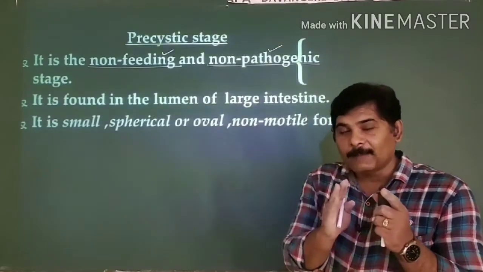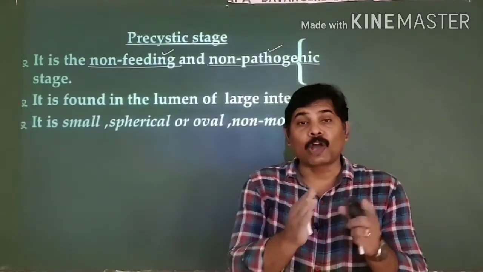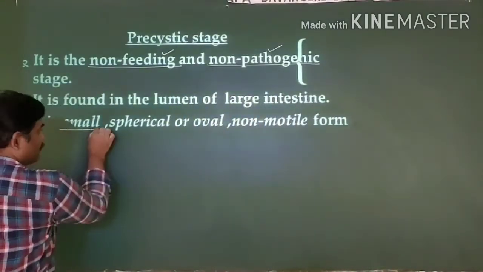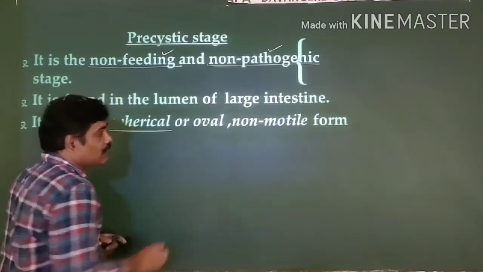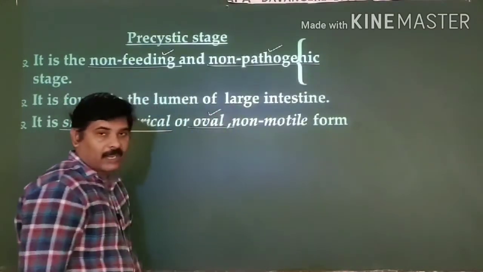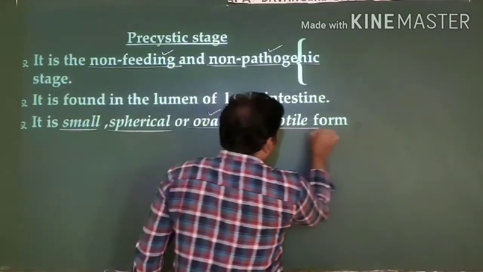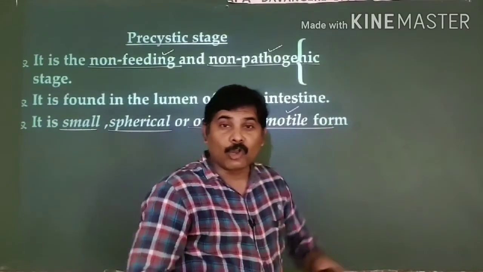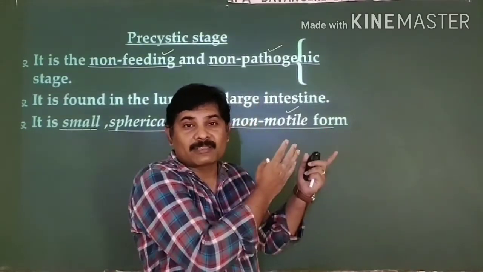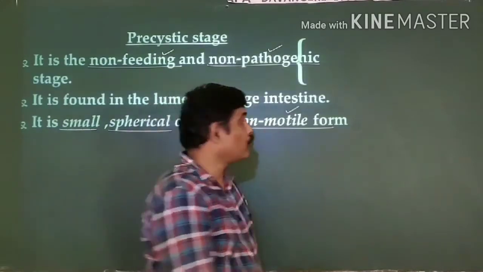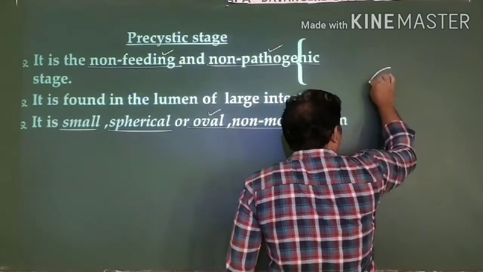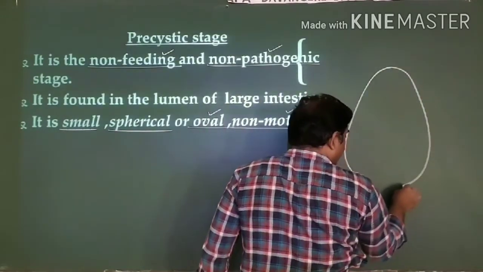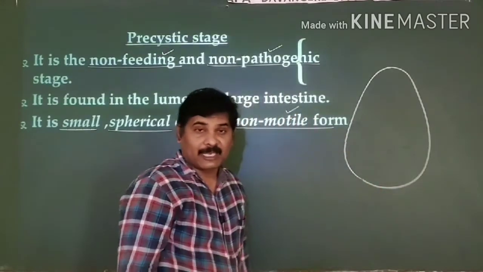It is small in size, very small in its structure, either spherical or oval in shape. That too, it is a non-motile form. The reason is that the pseudopodia, which we call lobopodia, present in the trophozoite stage disappear at this stage. So when you see its structure, it gives you such a kind of shape, either oval or spherical.